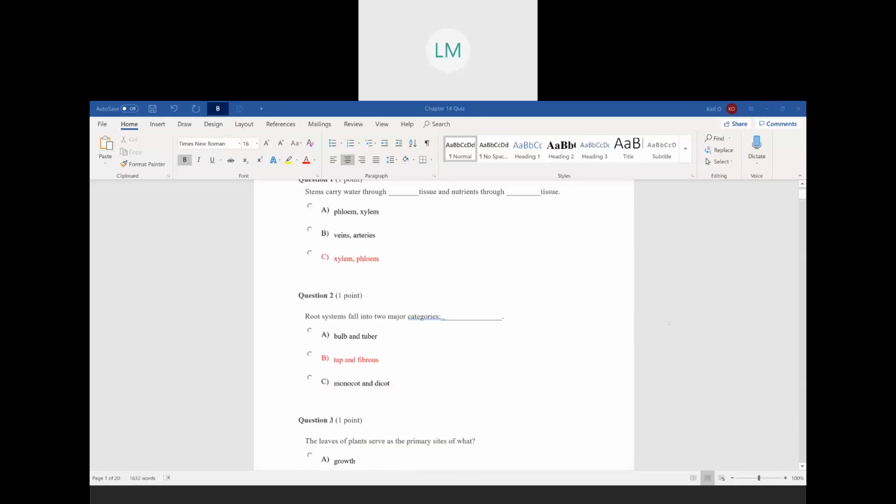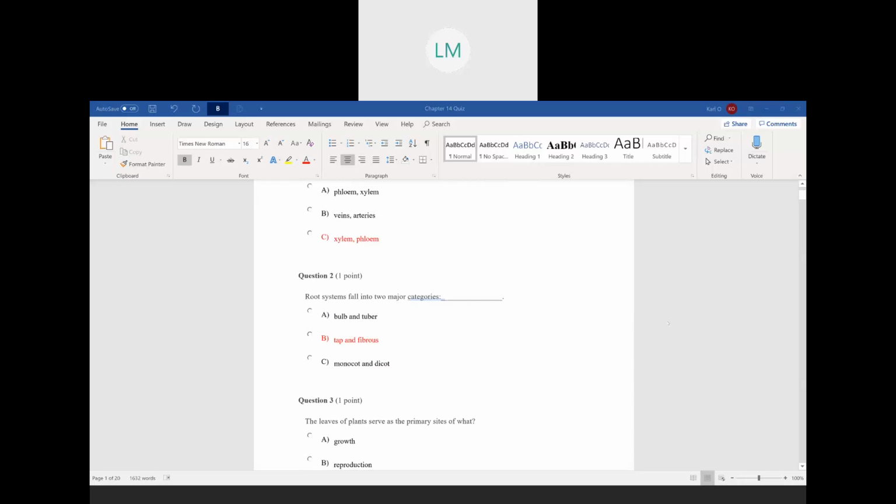In question number 2, root systems fall into two major categories. When we talked about the different types of angiosperms, we touched on the differences here. There are two main types of root systems. One is taproot, where you have one major root coming down with smaller roots coming off, kind of like a carrot. And then fibrous is the other one, where you just have a large branch of small roots.